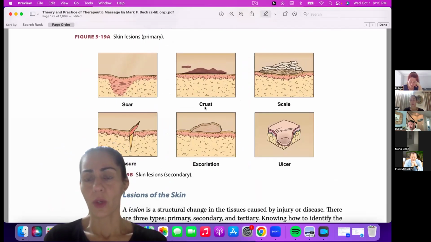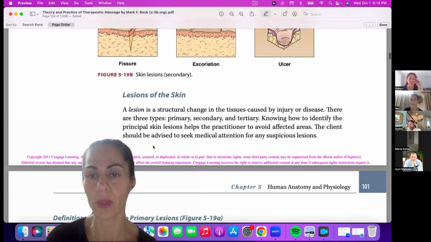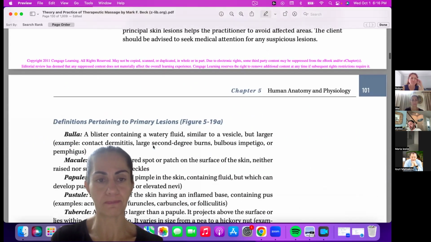From scars to crusts to scales to fissures to excoriations and ulcers. Ulcer is going to be more of a dip in the skin. We're going to go through them here in a second. A scar you're probably familiar with, but sometimes as people age, or if they have a skin condition, you can see their skin is rough. See, it's built up over the epidermis. So let's go through them briefly.